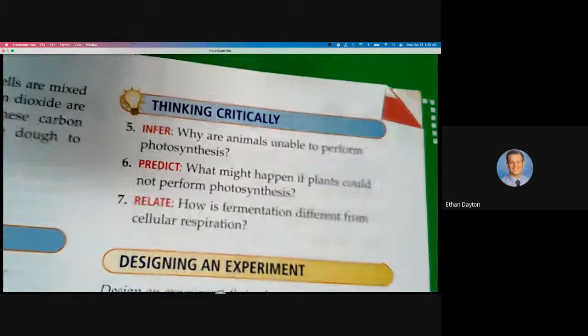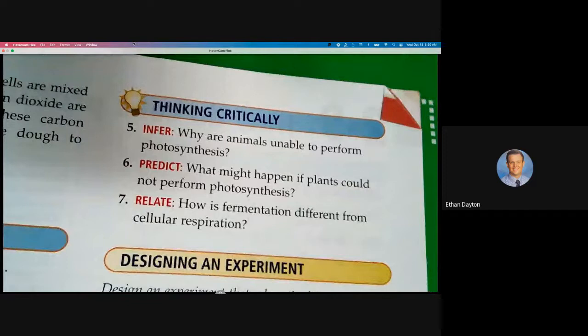Why are animals unable to perform photosynthesis? Answer this in a complete sentence. Jake. Animals are able to do photosynthesis because they are not plants. Okay. They do not get their energy from the sun because they don't have? Leaves. What's the specific organelle that does photosynthesis?